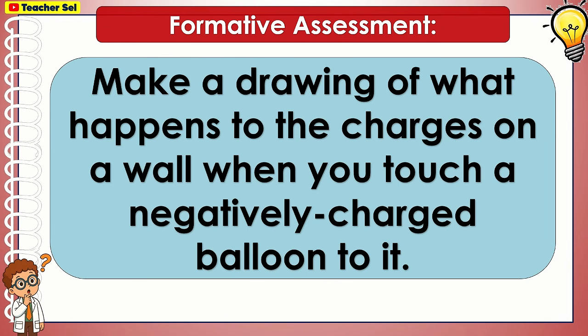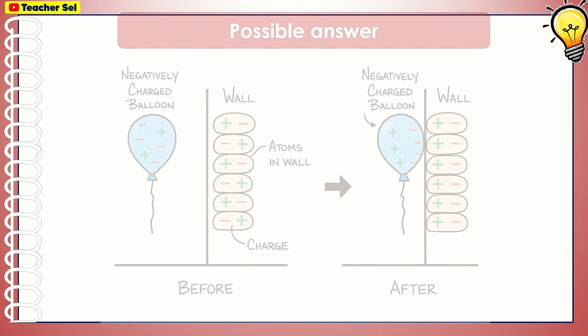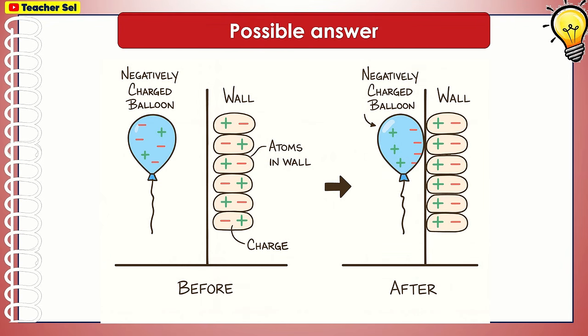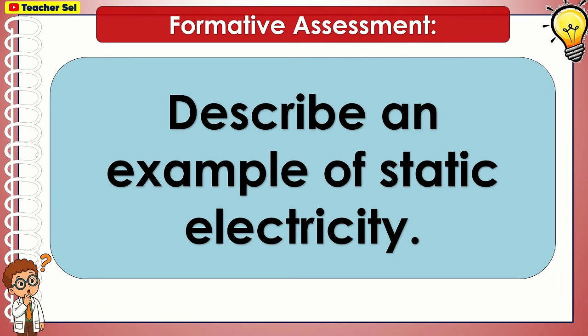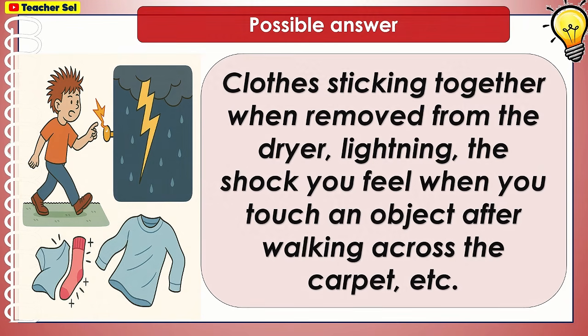Make a drawing of what happens to the charges on a wall when you touch a negatively charged balloon to it. Here is the possible answer. Describe an example of static electricity. Clothes sticking together when removed from the dryer. Lightning, the shock you feel when you touch an object after walking across the carpet.